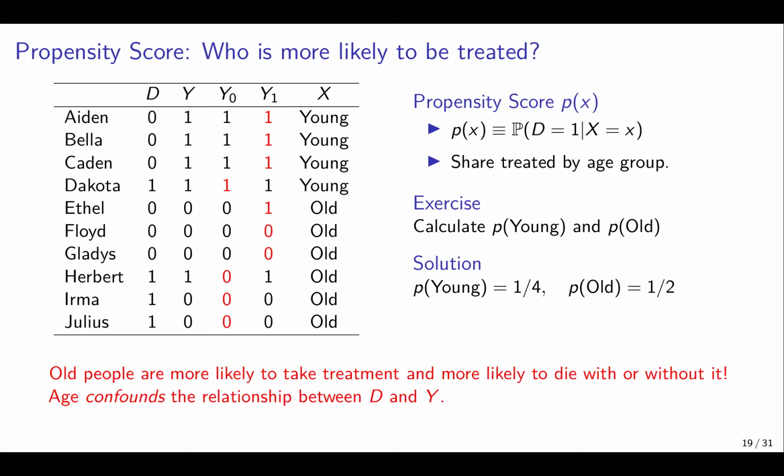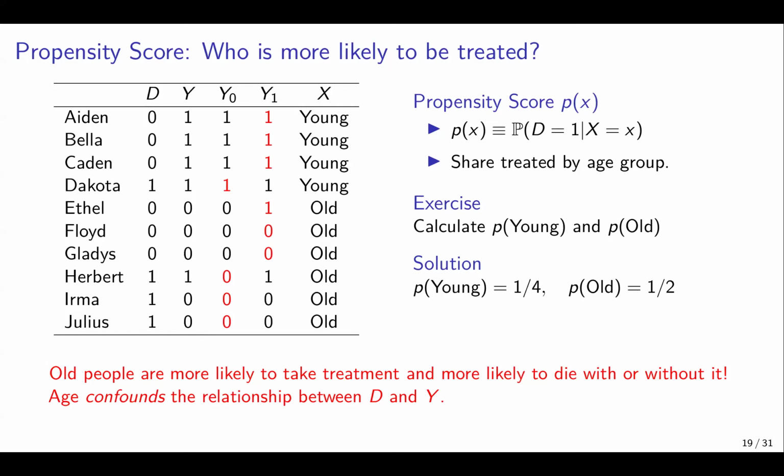All right, so if we take a look here, we can see that conditional on being young, so let's take a look at the people who are young, they're at the top of the table: Aiden, Bella, Caden, and Dakota. Well, conditional on being young, you have a 1/4 chance of being treated because only Dakota is treated. If we look at the bottom of the table, Ethel, Floyd, Gladys, Herbert, Irma, and Julius, well, how many of these folks are treated? 3. And how many of them are there? 6. So the propensity score is 1/2.